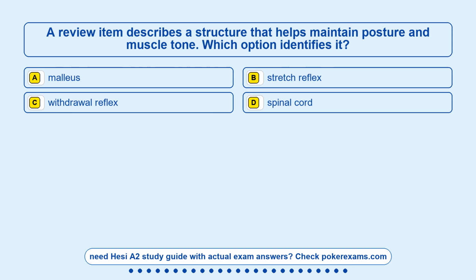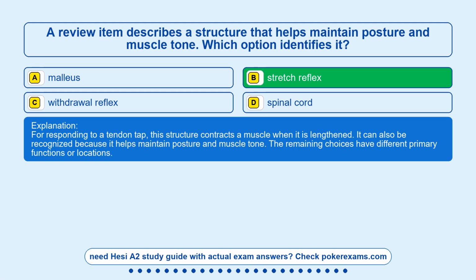Question 8. A review item describes a structure that helps maintain posture and muscle tone. Which option identifies it? Option A, malleus. Option B, stretch reflex. Option C, withdrawal reflex. Option D, spinal cord. The correct answer is option B, stretch reflex.